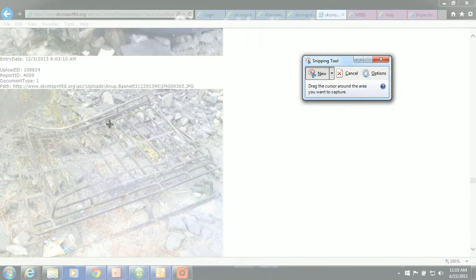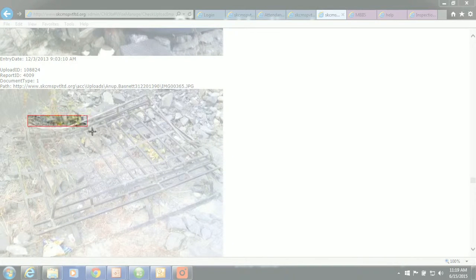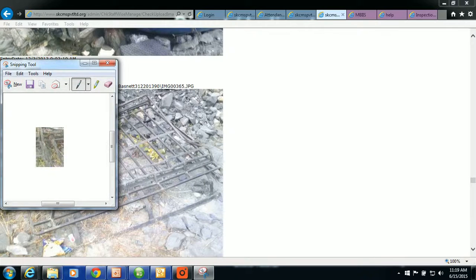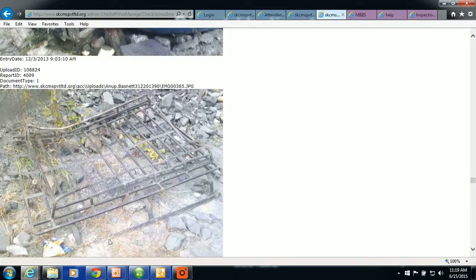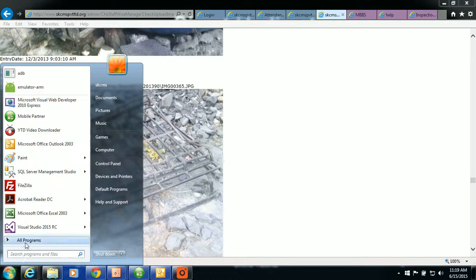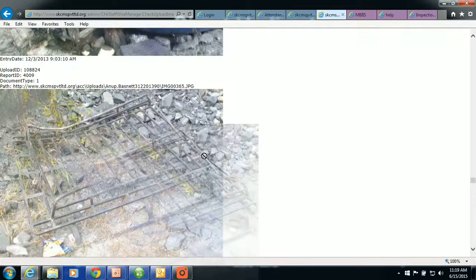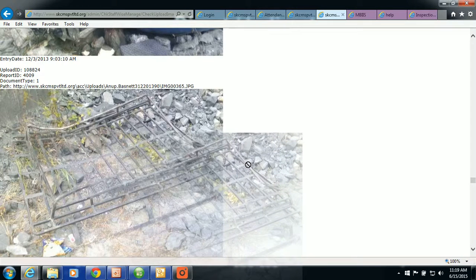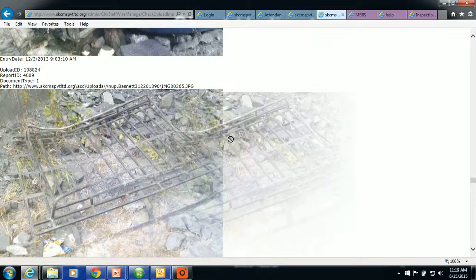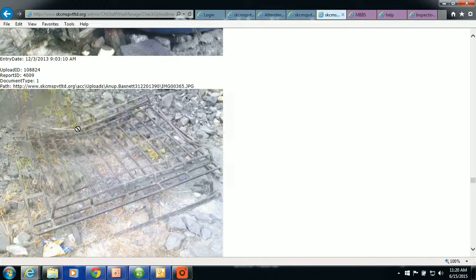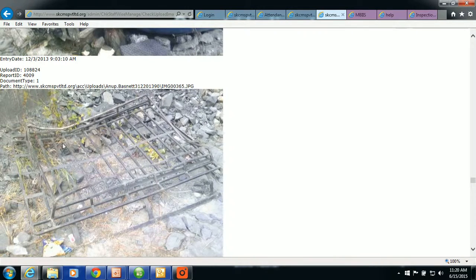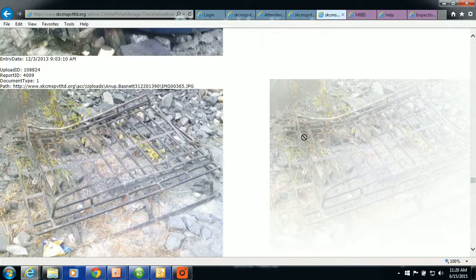So if I say this portion is direct damage, this portion is indirect damage, similarly this portion is direct damage, this portion where the mouse cross mark is, is indirect damage, this portion is direct damage, this portion is indirect damage.